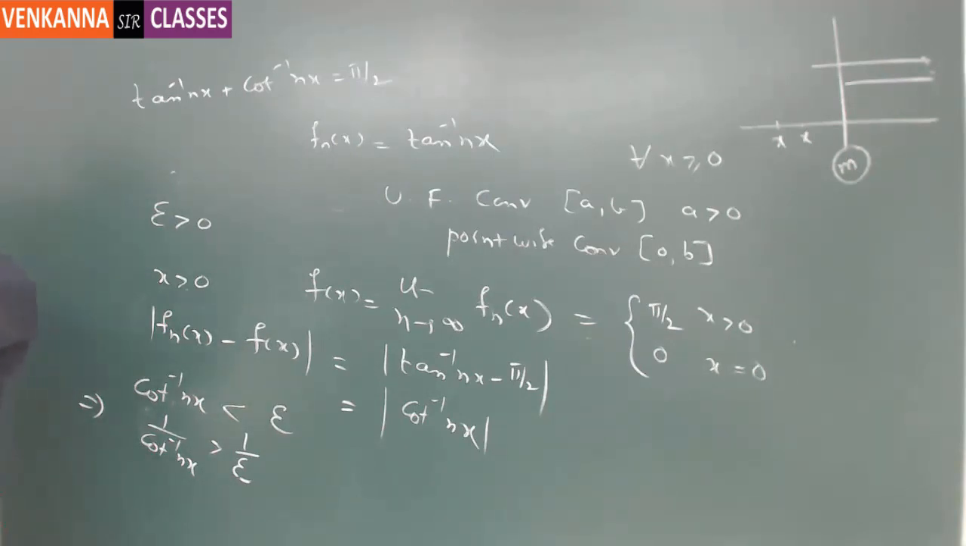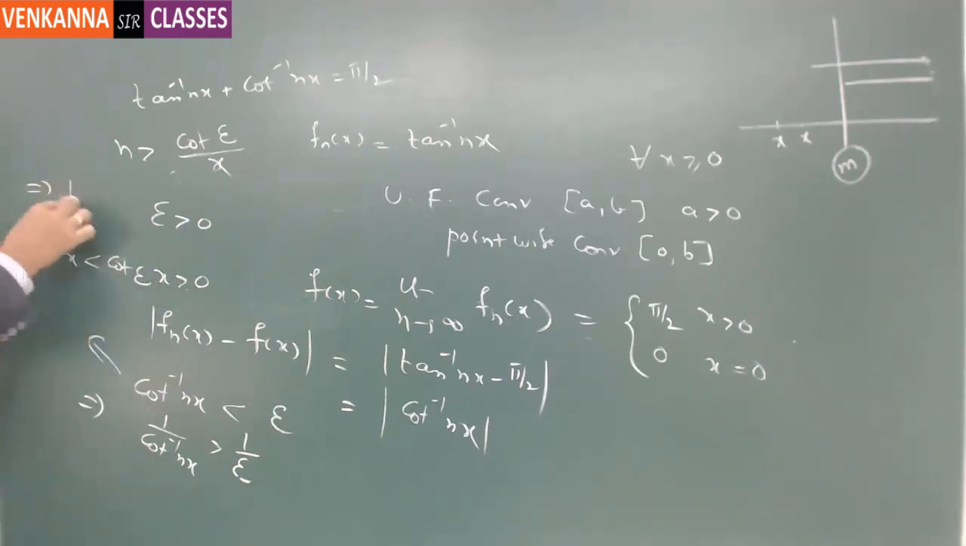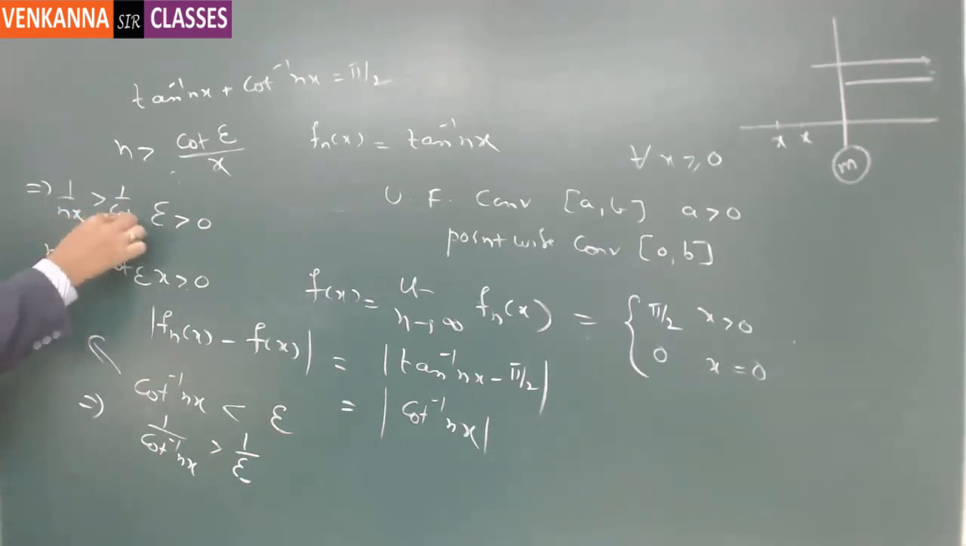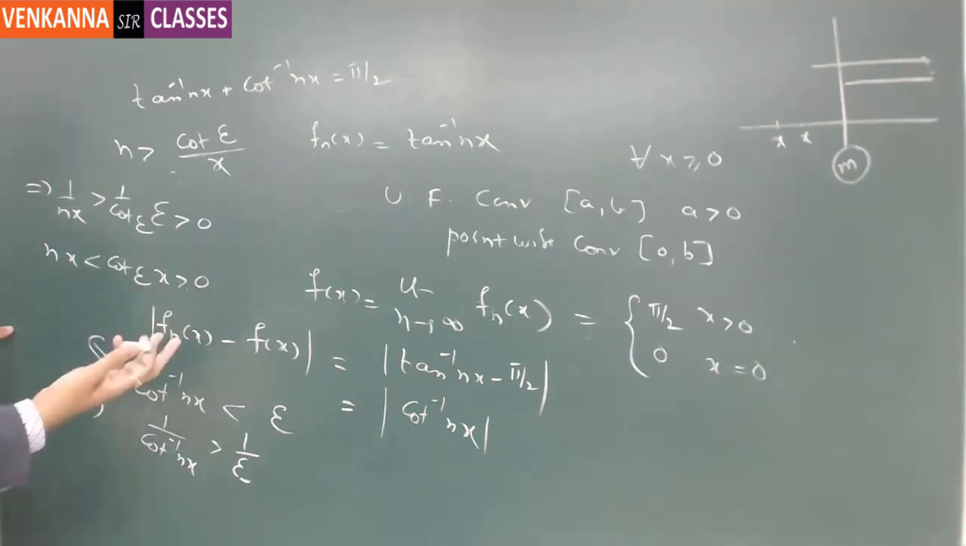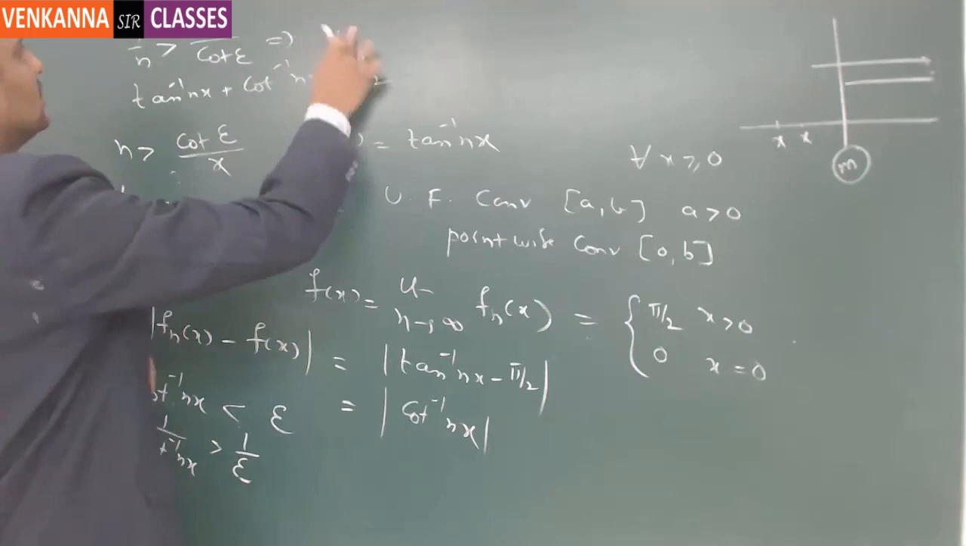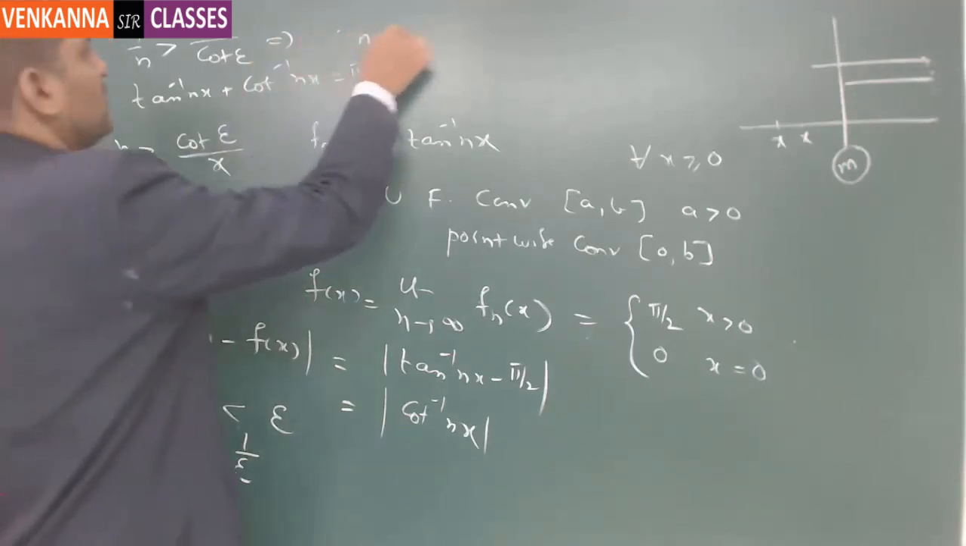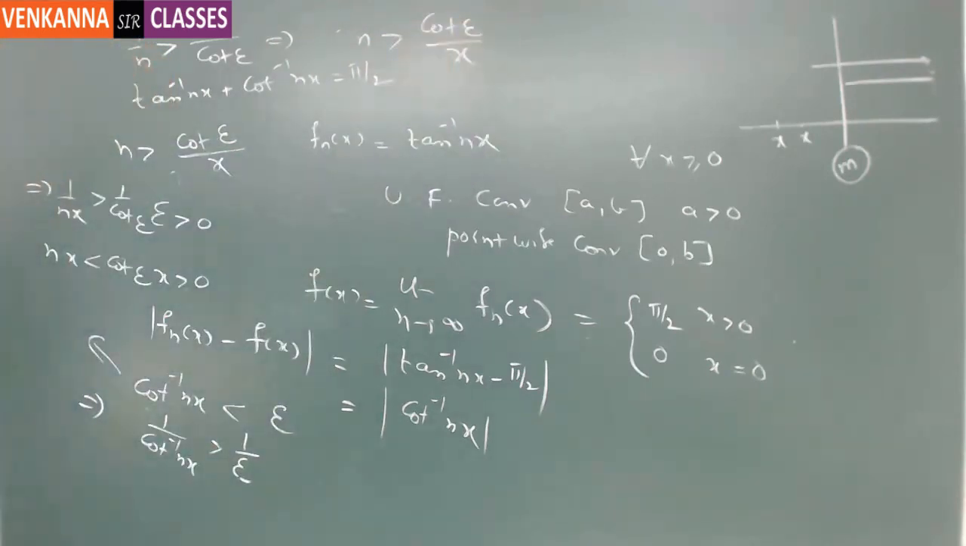Now see, what could be the possibility of selecting the maximum among the term numbers? If you simplify that, can I say that n must be greater than cot epsilon by x? Or if nx is less than cot epsilon, then 1 by nx is greater than 1 by cot epsilon. So again, 1 by n is greater than x by cot epsilon, which implies you should be able to find a term number here, right? So on the whole, n must be greater than cot epsilon by x. Can we say like that?